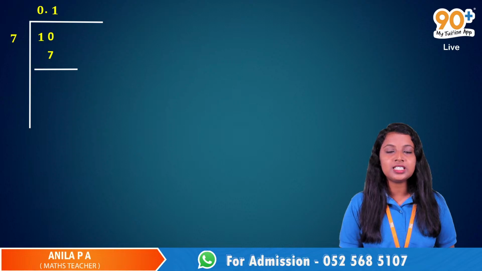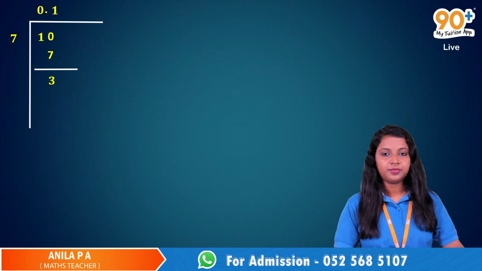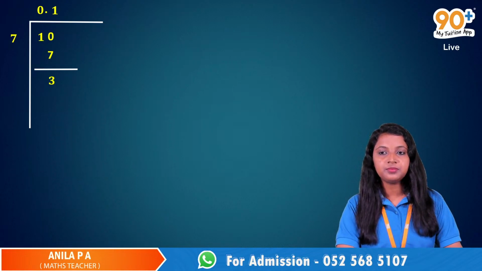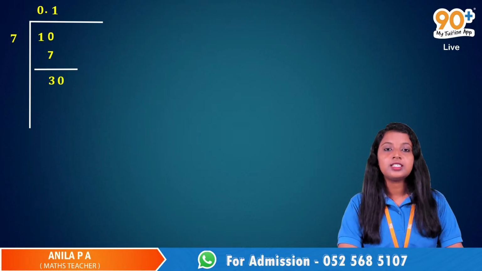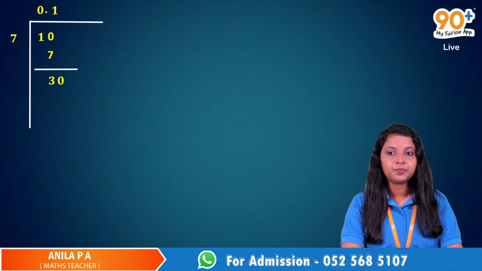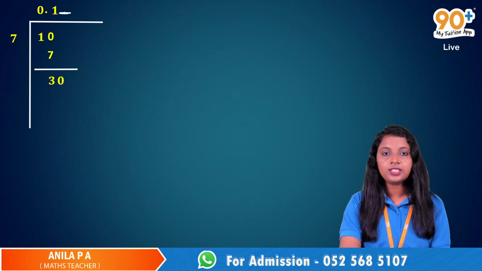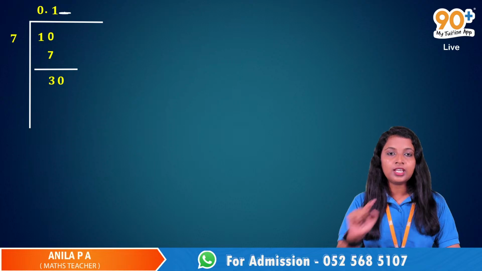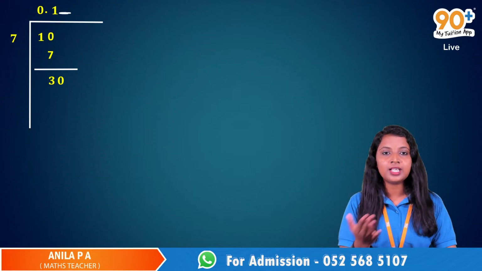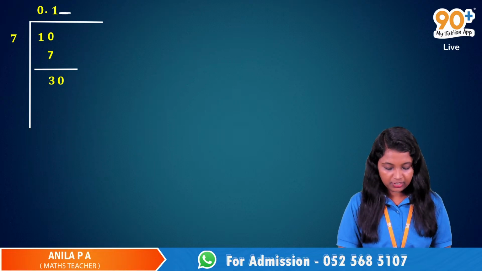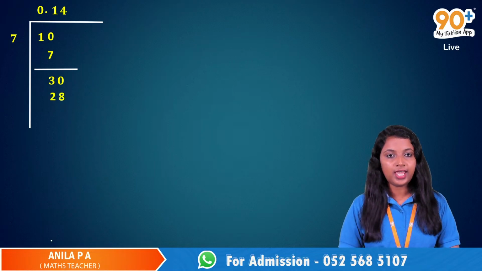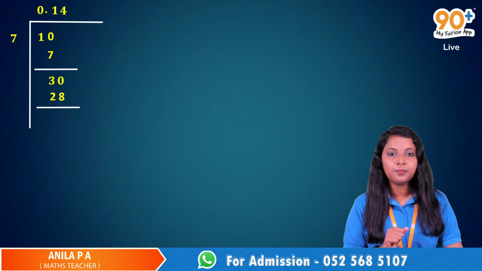And the remainder you get is 3. Again, you have the 0. And then you subtract 30 minus 28. What about this number? We have to write a number here on the top so that that number into 7 is a number less than or equal to 30. So 4 sevens are 28. And the remainder is 2.